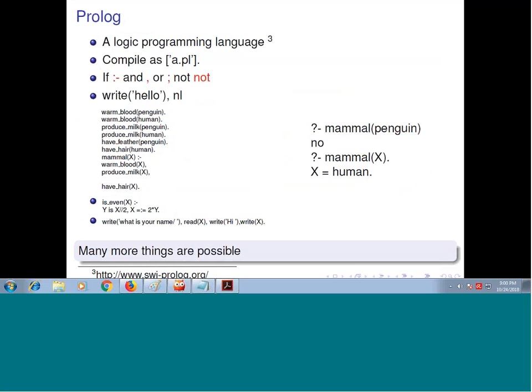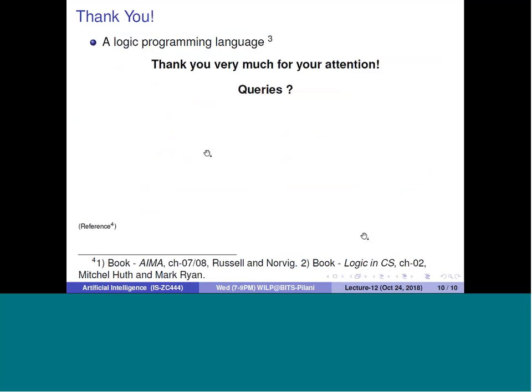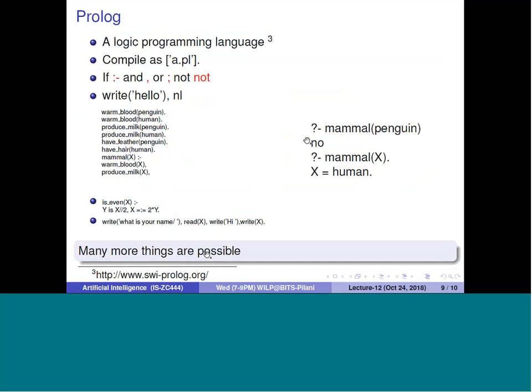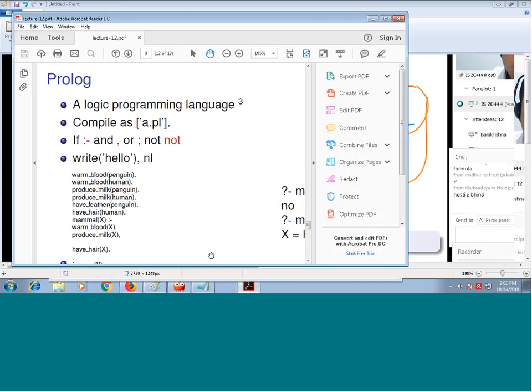All right, so that's all for today, and thank you for being with me. And you can see these two references, chapters 7 and 8 of Russell and Norvig, and the Huth and Ryan book, chapter 2, and those things would be covering something. And I am also telling you that please go ahead and read some of the things from the internet. Okay, that would be very nice.